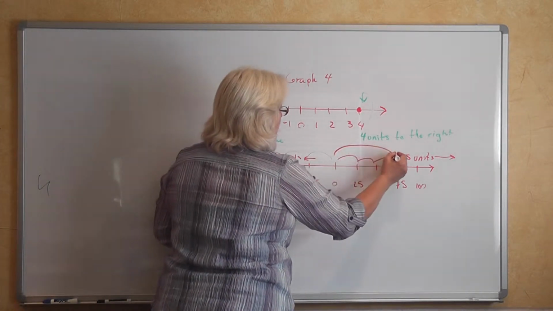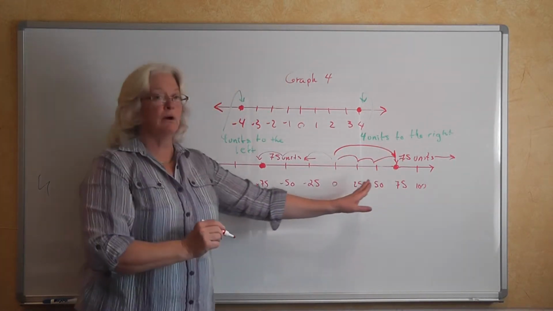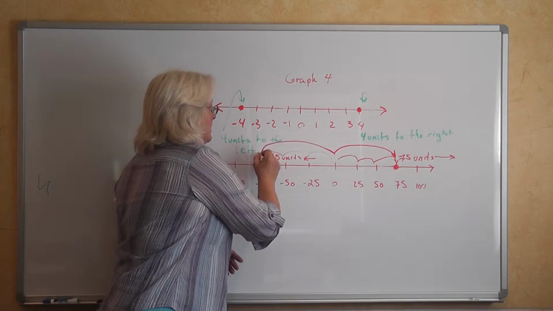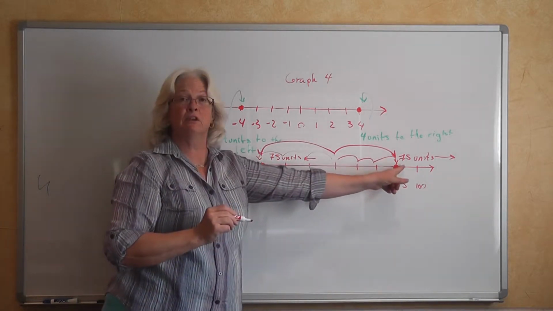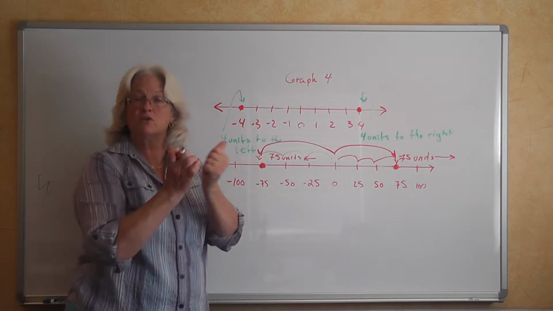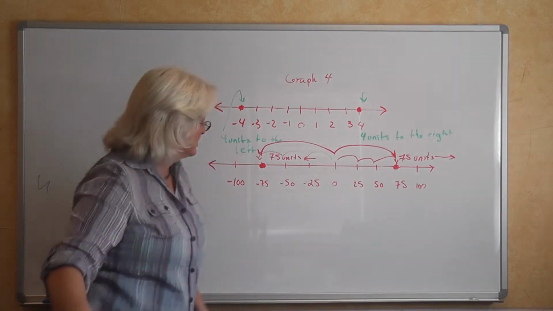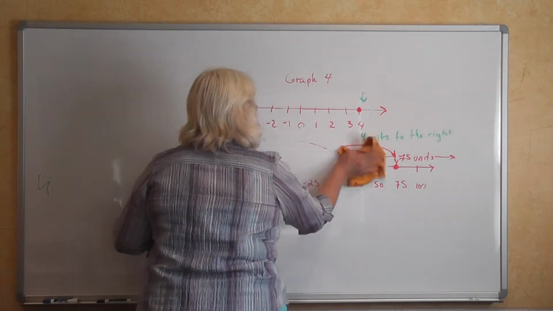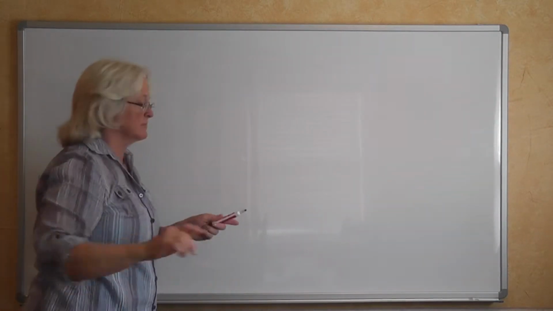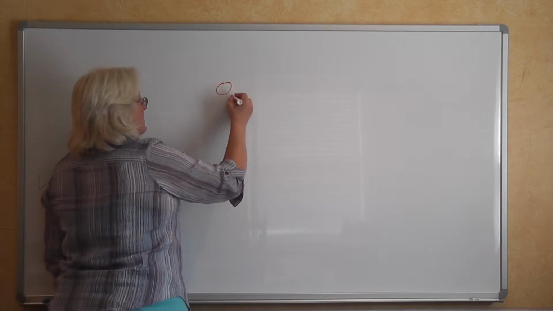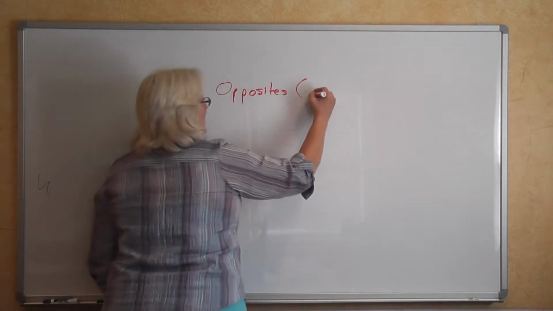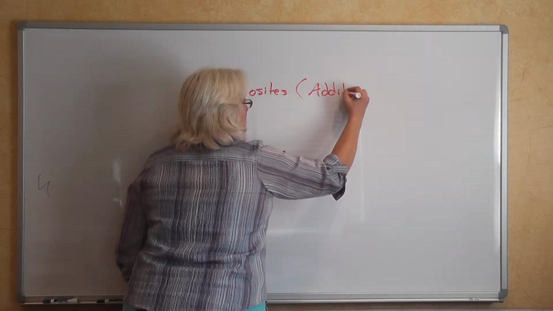So the distance from 0 to 75 is the same as the distance from 0 to negative 75. They're just in opposite directions. So this is where we get the whole concept of opposites. And opposites also have another name, and that's called additive inverses. So we're going to say we have opposites. They're also called additive inverses.